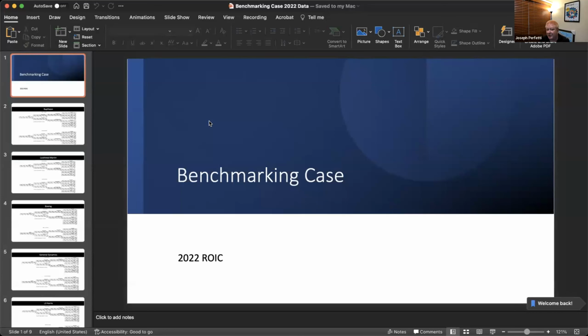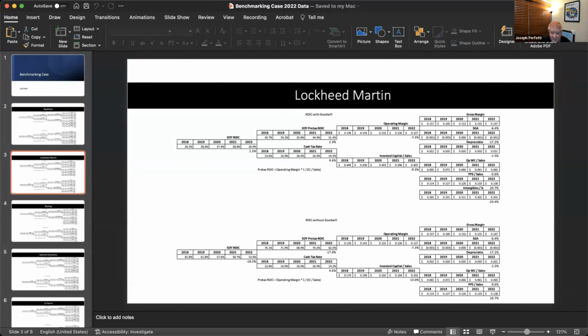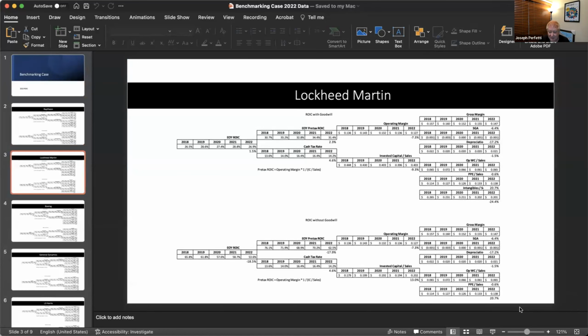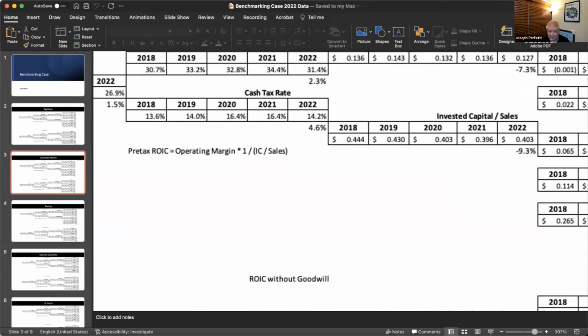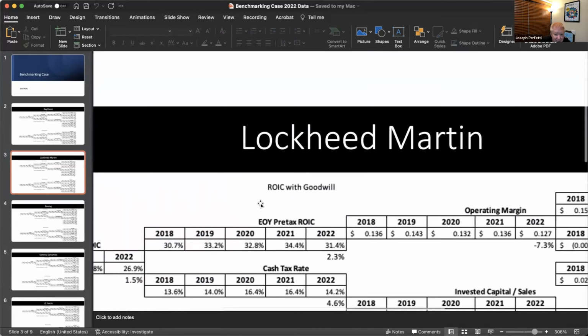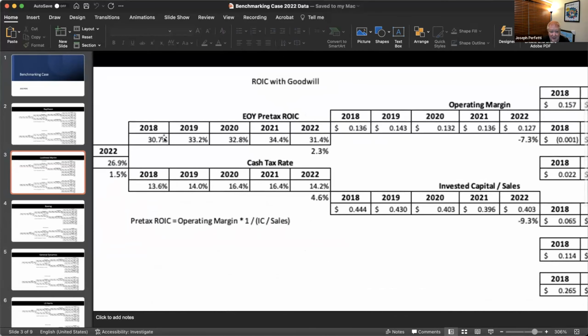This is some benchmarking data for 2022 on the defense and aerospace industry. This is the type of thing that we're going to be getting into with financial statement analysis next week. But I want to compare two companies. One, I want to compare Lockheed Martin against a company called Raytheon. So a lot of data on these slides. So what I'm going to do is blow it up. This is return on invested capital pre-tax for what company is this? Lockheed Martin. Last five years, about 30% a year. Can you see those numbers?